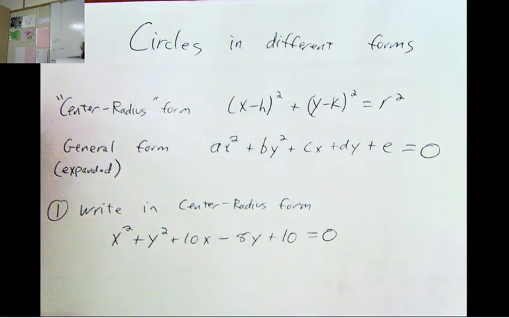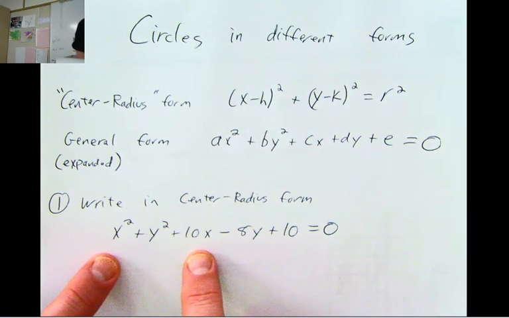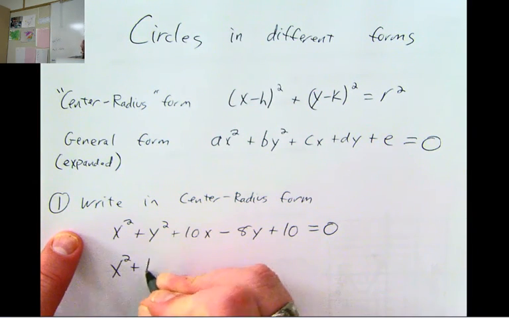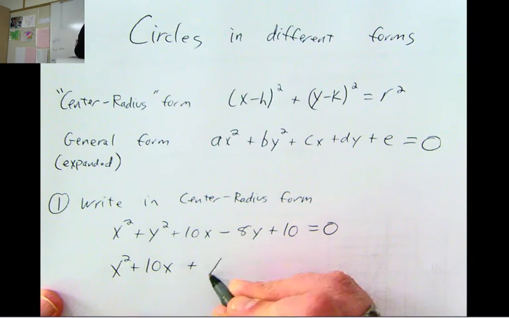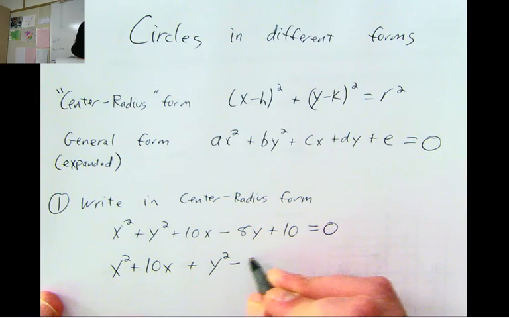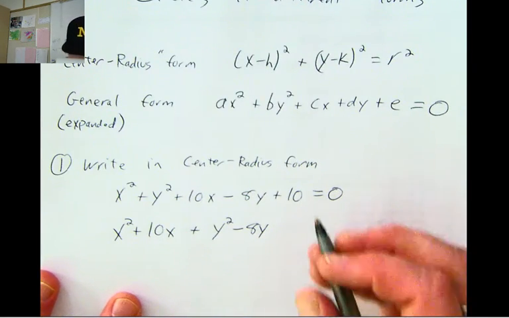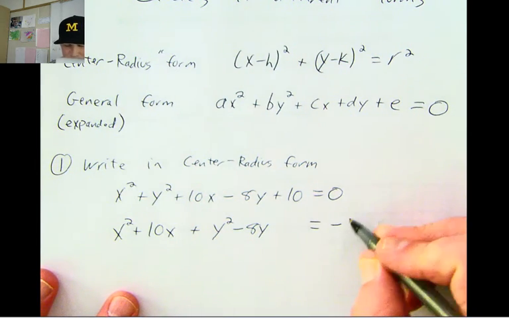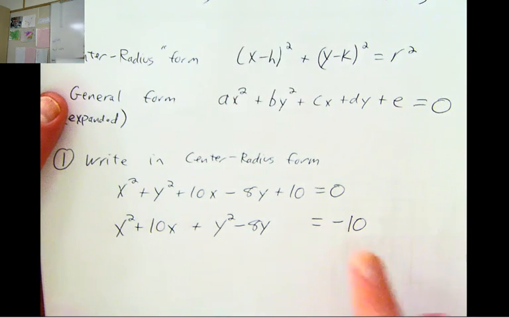So let's do some completing the square, but before we do, we need to do some rearranging. The x squared should be sitting with the 10x, so x squared plus 10x, plus the y squared should be hanging out with that negative 8y, and then that 10 doesn't really have any business on this side of the equal sign. So at this point, I'm just going to write it over here as a negative 10.